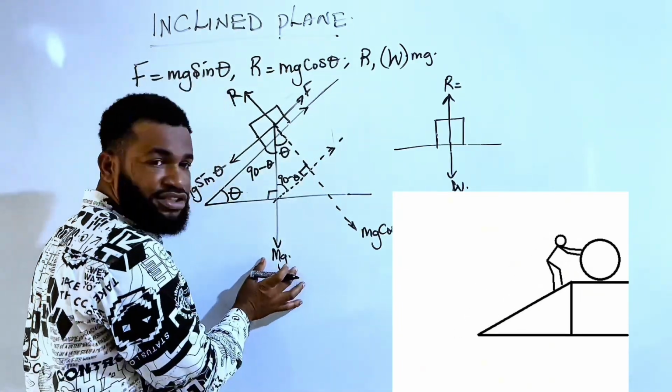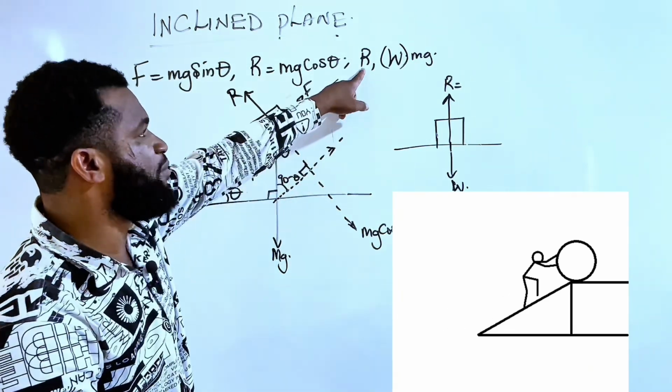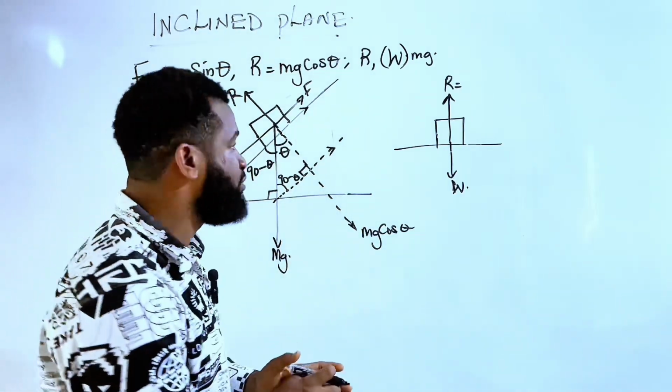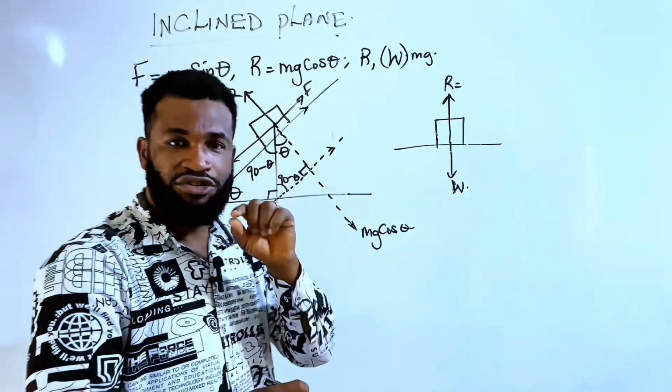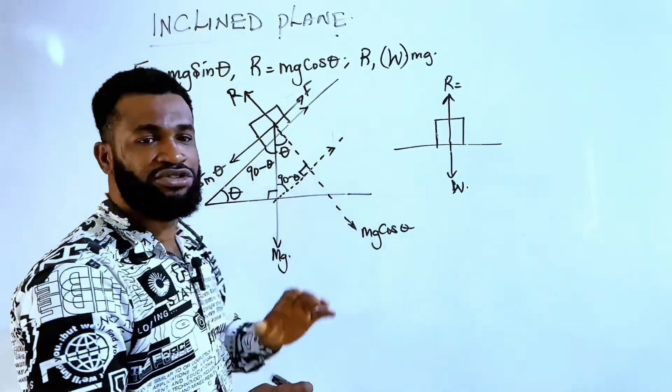This is the weight, and this is the angle of inclination. This is the normal reaction. These are the forces involved in an inclined plane, which makes it what it is. Just keep watching because I'm going to solve a question where these principles are going to be employed.